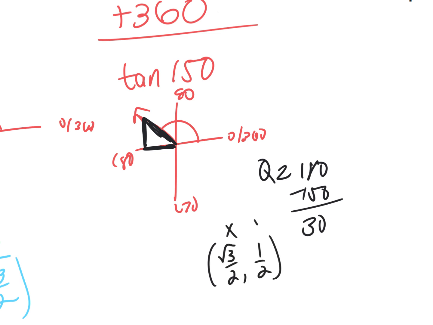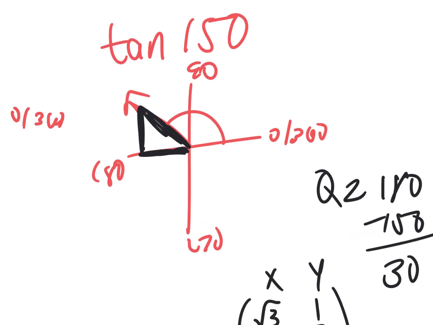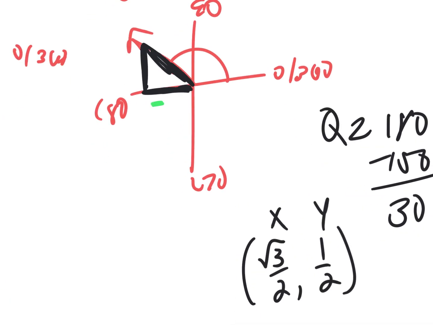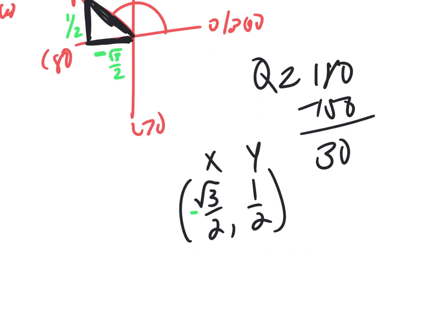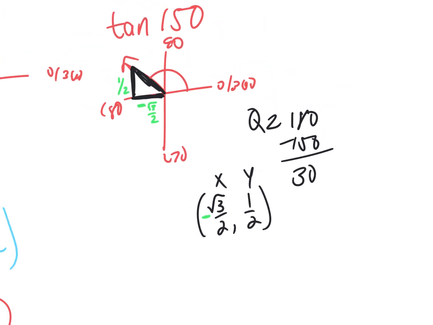This is my x value, this is my y. So think about it. In the picture that we drew, since we're in quadrant 2, my x value is negative, so it's negative square root of 3 over 2. And my y value is positive, so it's positive 1/2. So this is negative square root of 3 over 2 and positive 1/2.